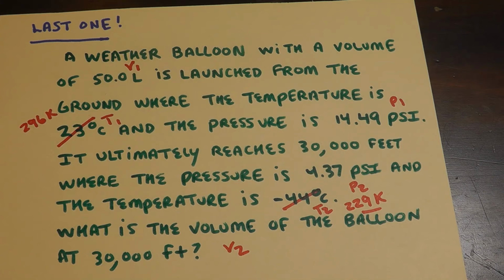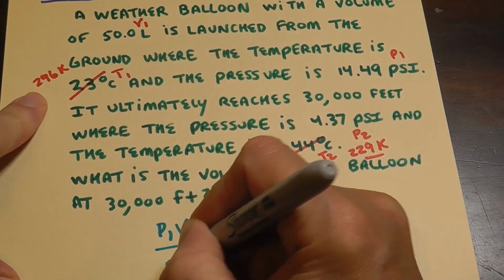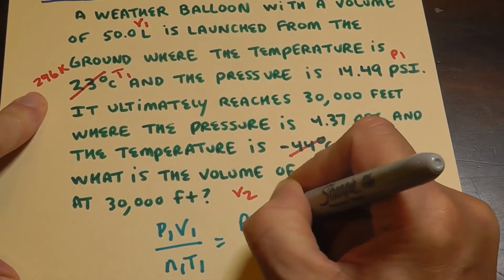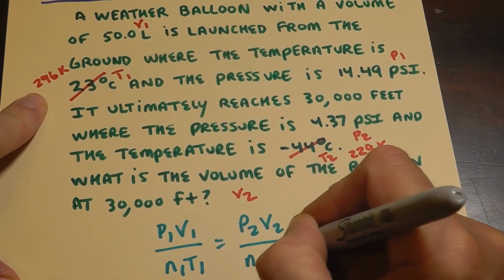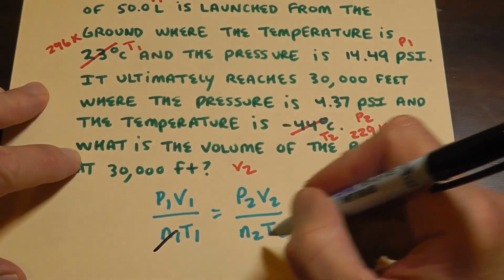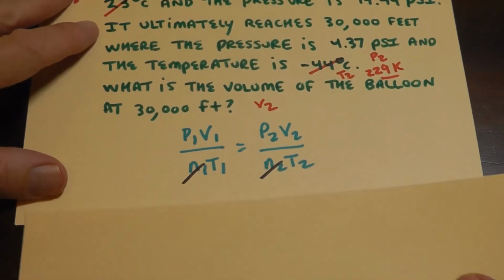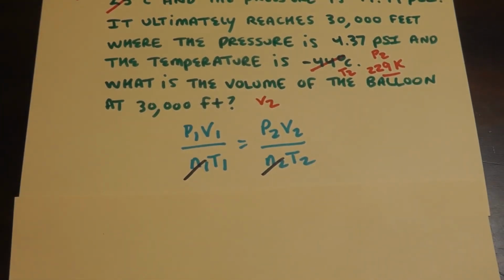Let's see how this lays out. What we got is P1V1 over N1T1 equals P2V2 over N2T2. Okay, what did they say was constant? Pretty much almost nothing, except they said it was a weather balloon and it was a sample of the gas, so the moles don't change. What gas law is that? That is actually called the combined gas law, and that is named after Charles W. Combined. Now, I'm just joking. I don't know why they call it the combined gas law, but we're going to find out.